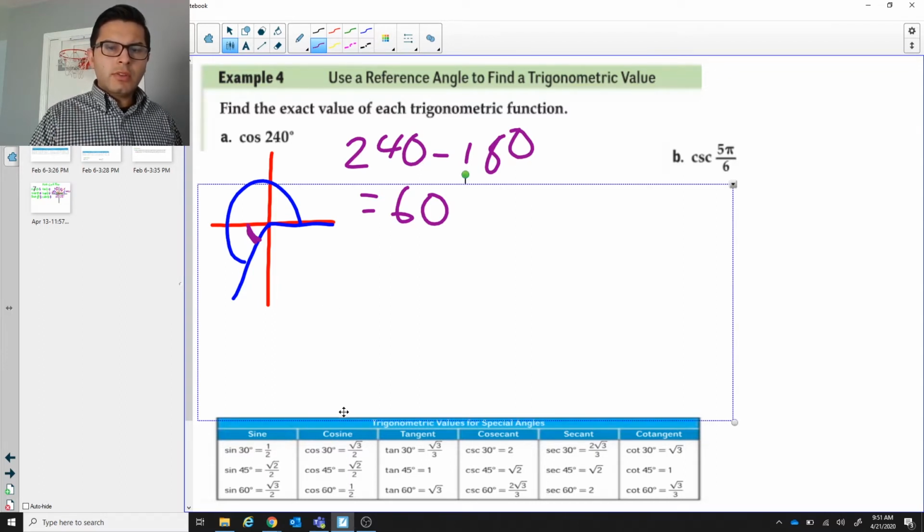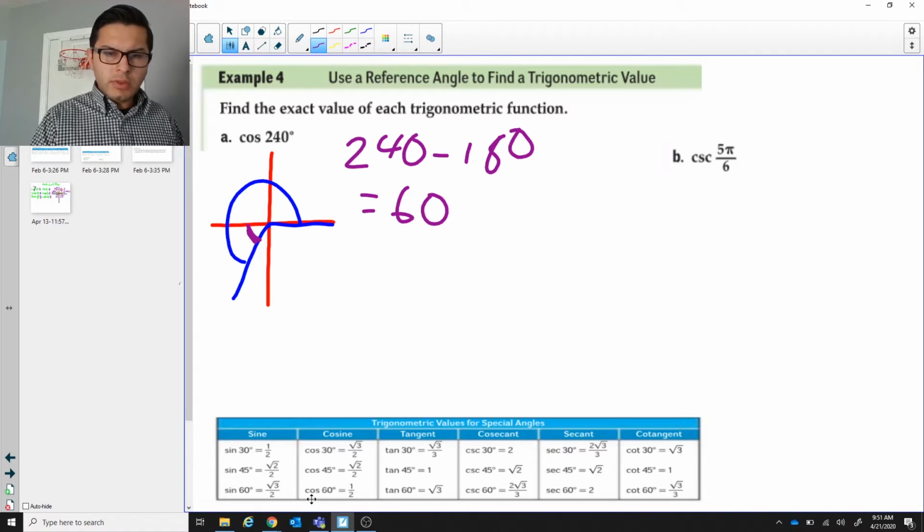So if we look for 60 degrees, we're going to find 60 degrees right on this bottom line. So we want to draw the sine, cosine, tangent, cosecant, secant, and cotangent for 60 degrees. And the cool part is that they're already there for us.